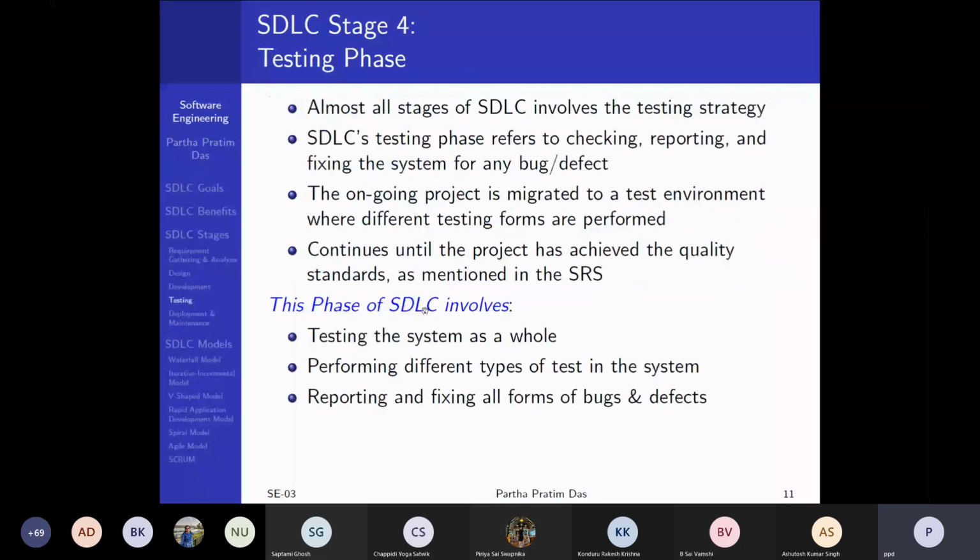As I said, almost all stages of SDLC will involve a testing strategy. Though we talk about testing more in the post development stage, obviously you are doing unit testing during development. You might do some paper testing of the model or prototype testing of the model in the design phase itself, or even in the requirements phase. So when we talk about SDLC's testing phase, we typically refer to checking, reporting, and fixing the system as a whole. So the testing phase has a main part of system integration testing.